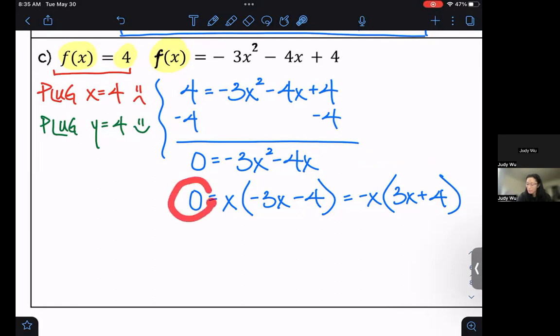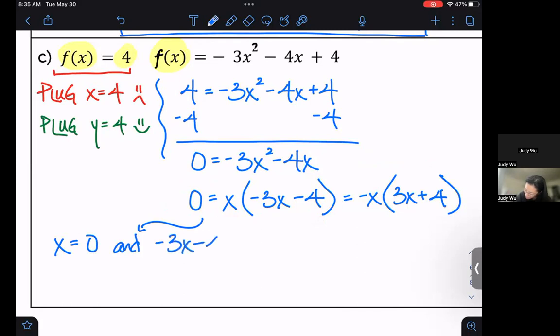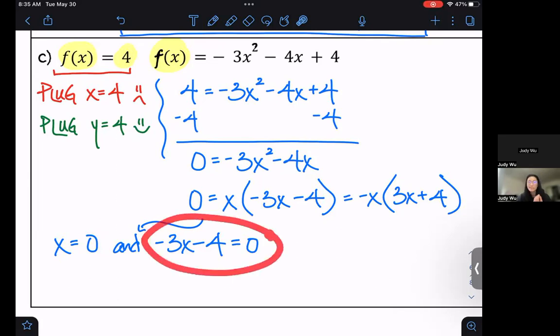But the powerful thing about having our equation equal to 0, in fact, this is so powerful, it's something called the zero product property, is that we can take terms that are multiplied and set them each equal to 0. Okay, so we can say x equals 0 and negative 3x minus 4 equals 0. All right, now this already is solved. X equals 0 is one of our answers. But over here, we have to add some things, divide some things to get our x value, right?